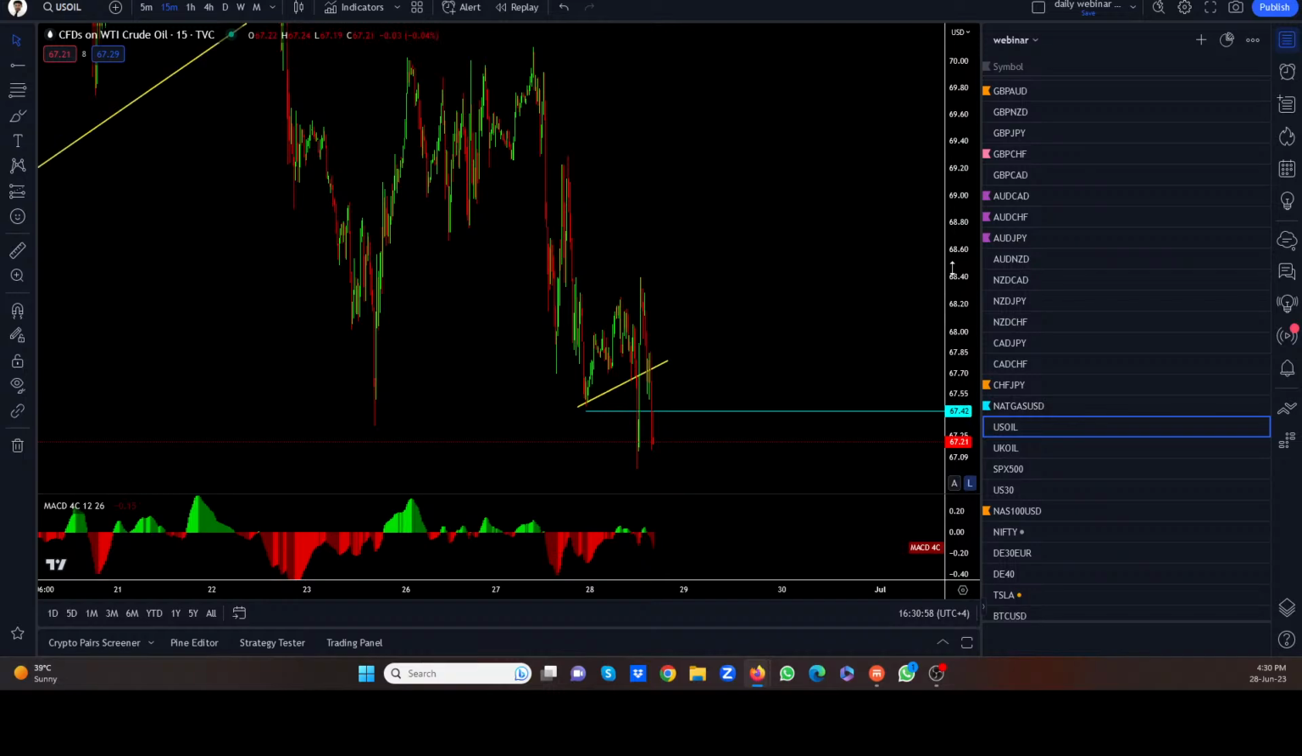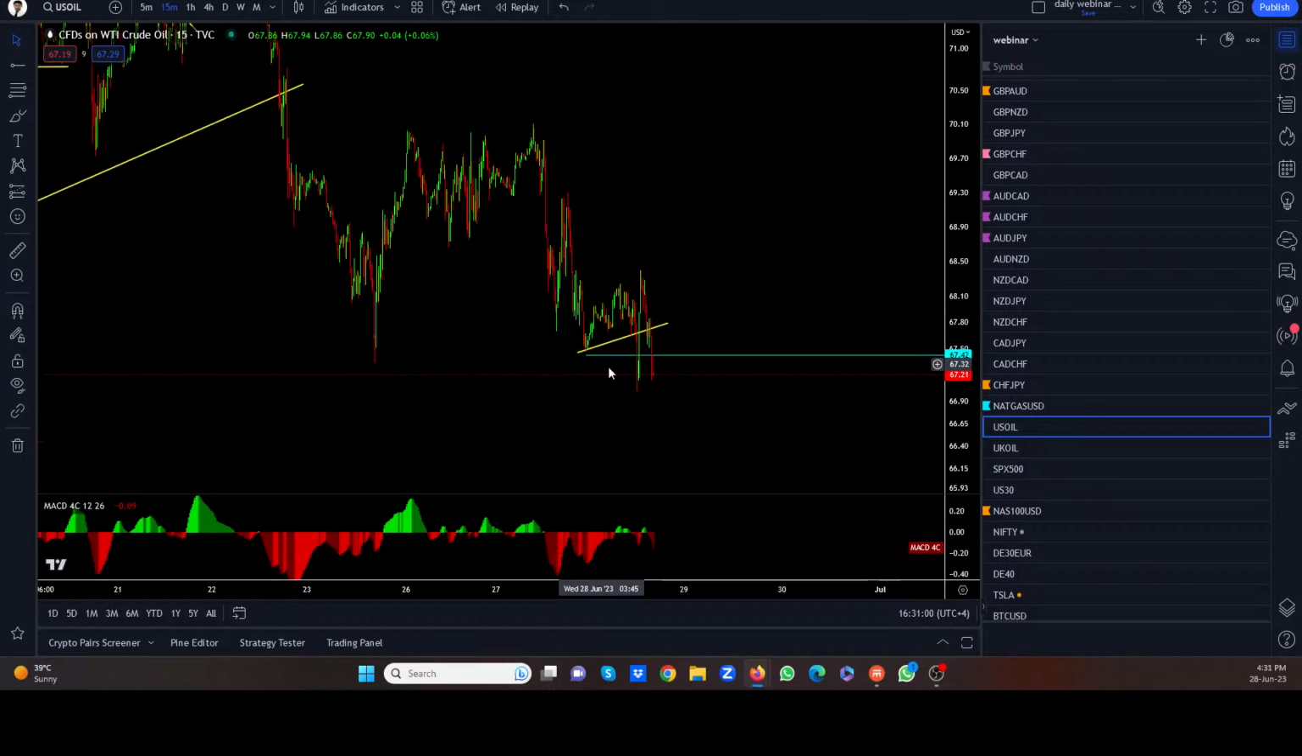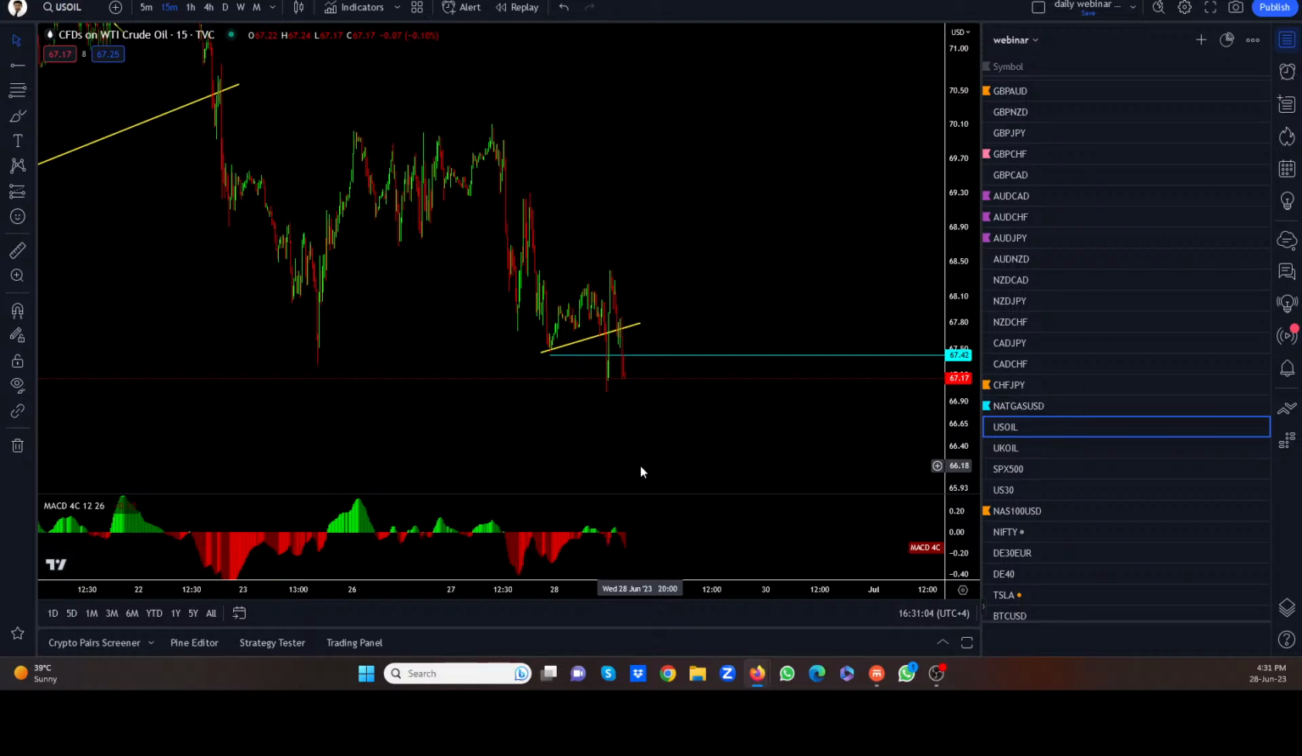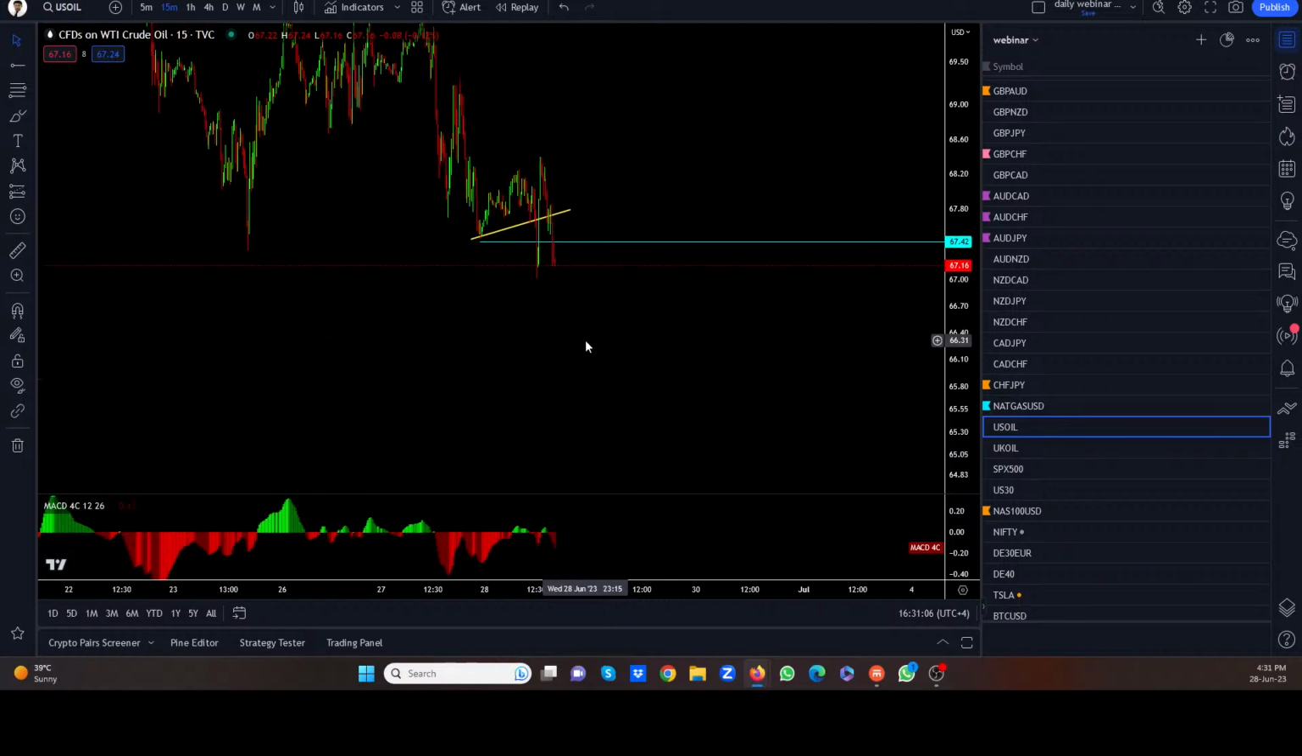US oil, yep. If you took the sell, you pull back, drop again, you're still in the trade. You don't need to do anything. All right, so that sell is still valid. When it breaks this low, put it to break even. When this comes here and breaks the low, put this to break even.